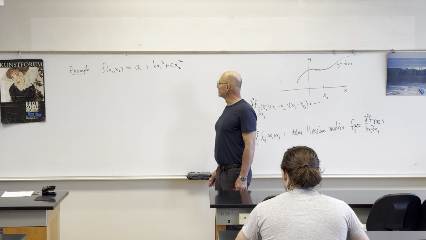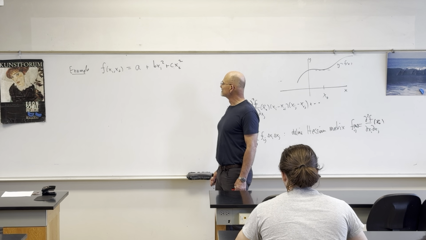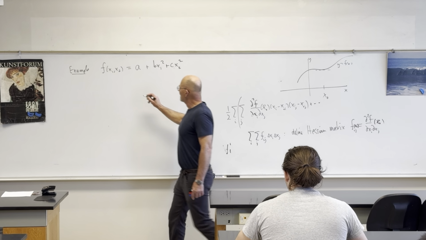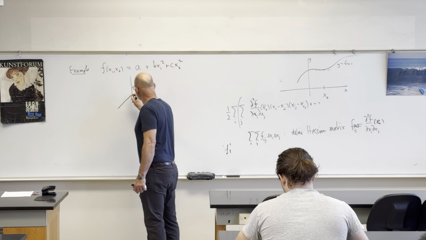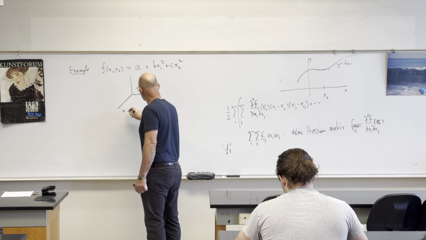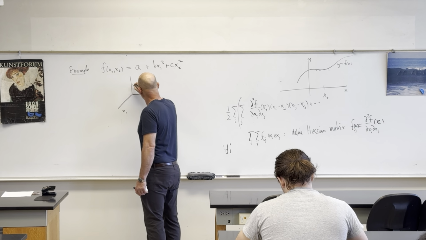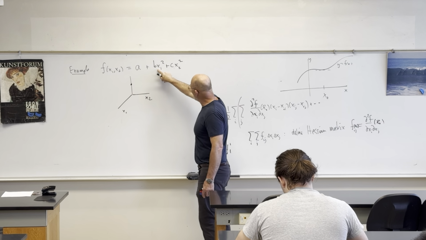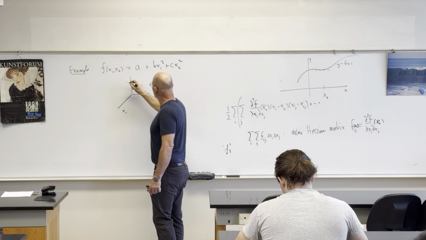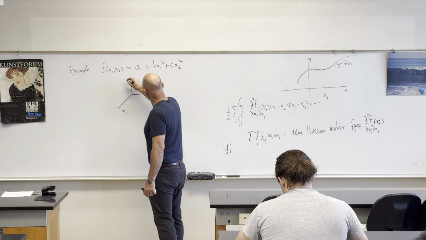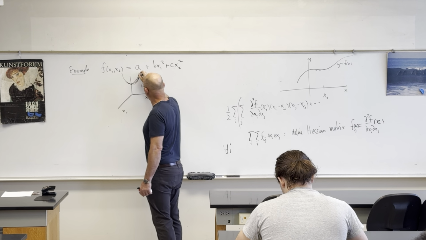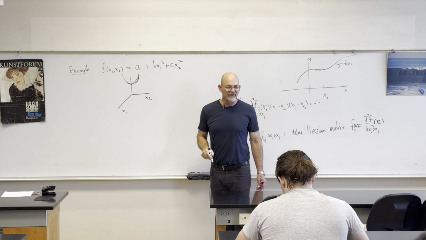It depends on the values of b and c, but this is the first and last one that we can graph. So we've got x1 and x2. At the origin, it's equal to a, and depending on the values of b and c, you can do a number of things, but let's just say it's like a paraboloid, where b and c are positive.